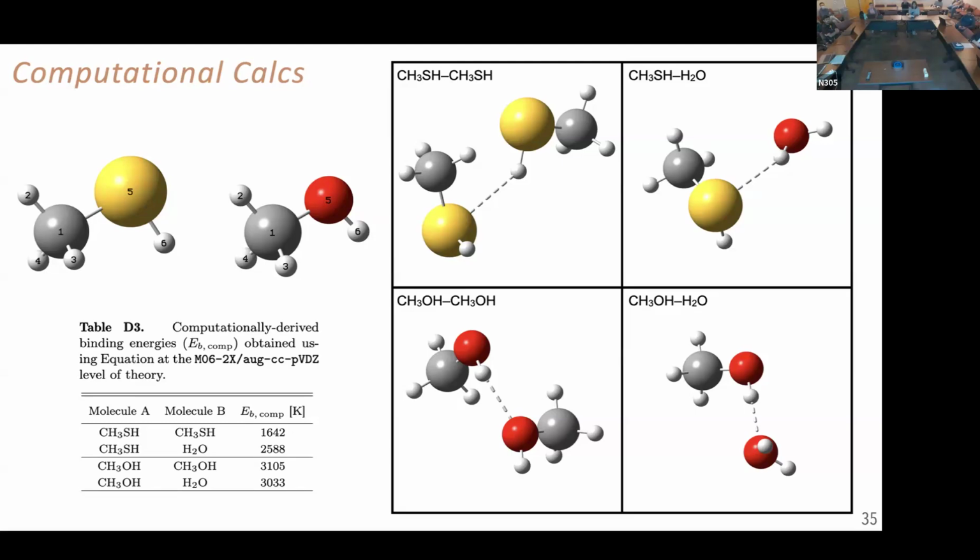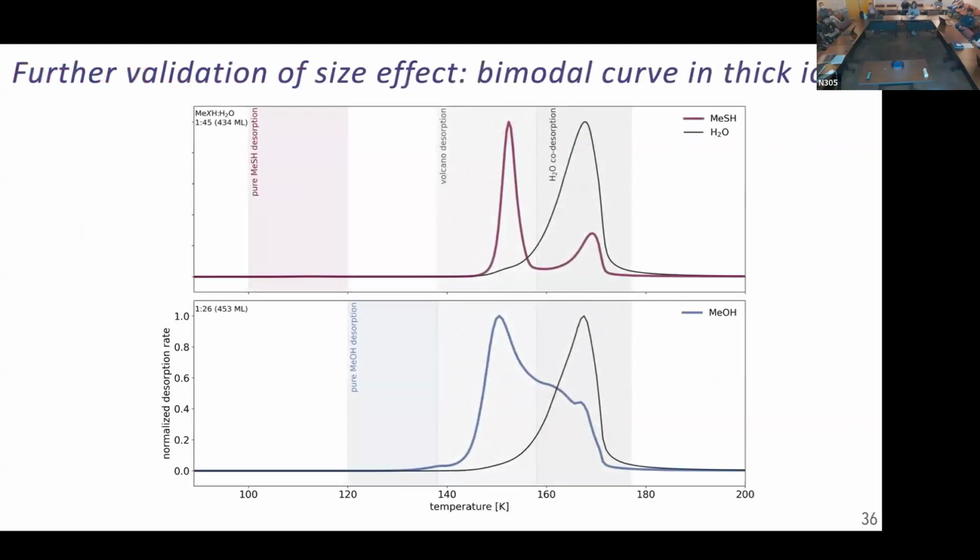I tried different ones. I talked to some of my pure computational colleagues, and we were very surprised. What we basically found is that the size effect of methanol or the sulfur molecule means it basically can't take advantage of the ice topology in order to bind to itself in the most energetically favorable way. And this is further validated by what I said is the most thick and most dilute.